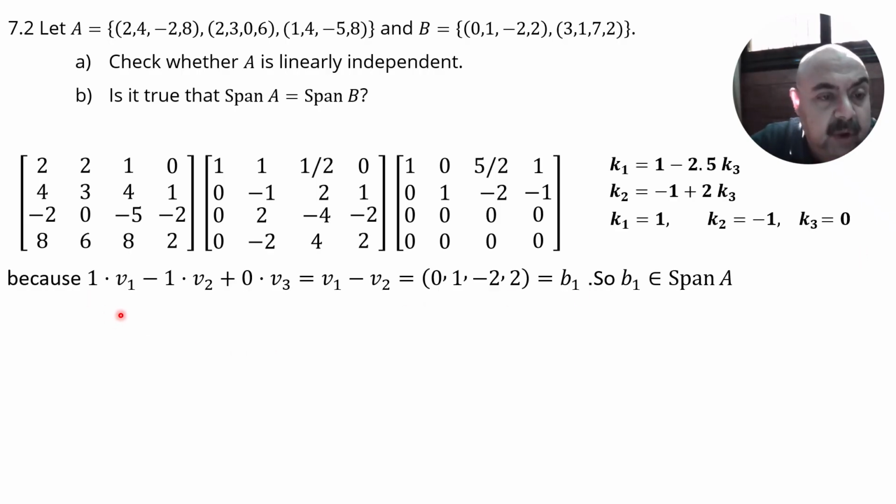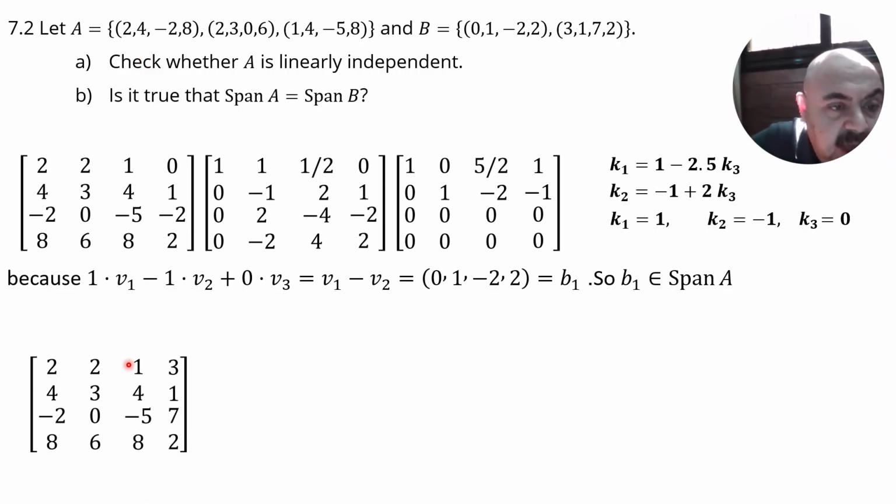So if I choose K3 equal to 0, these are the values that I will use. If you remark, this is 1 times V1, negative 1 times V2, 0 times V3, and it will form B1. So actually, the first column from the set of B is a linear combination of the set of vectors in A.